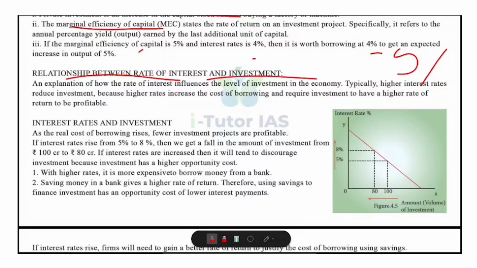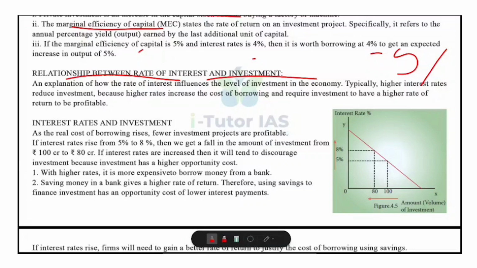Let's recall Keynes' view. Keynes said that investment in an economy depends mainly on two things. What are they? Marginal efficiency of capital and also rate of interest. The rate of interest plays a crucial role in determining how much firms are willing to invest. The rate of interest represents the cost of capital, that is the price firms must pay to borrow money. The MEC represents the expected returns from the investment project. Firms will invest only if the expected return, that is MEC, is greater than the rate of borrowing.